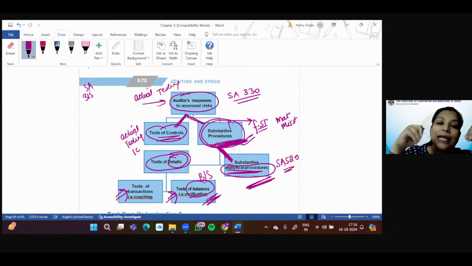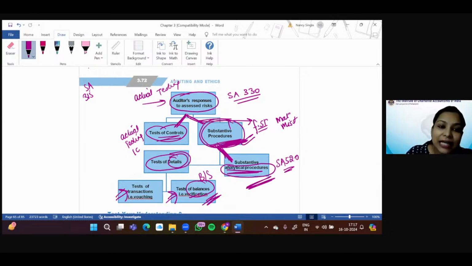You all know analytical procedures are what? Ratio analysis and considering the trends, comparing the company data with the industry data. So here he is performing analytical procedures as substantive procedures. So that is why the name is what? Substantive analytical procedures. Test of details, as the name suggests, is checking the financial statement in detail, which is what? Test of transactions or test of balances, which is vouching and verification, right?